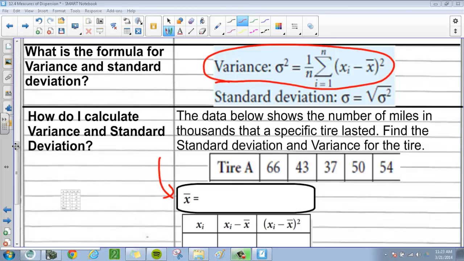But I do expect you to know that standard deviation is the square root of variance. So if you're given variance, to find the standard deviation you just take the square root of the variance. Or if you have standard deviation, you just square it to get the variance.